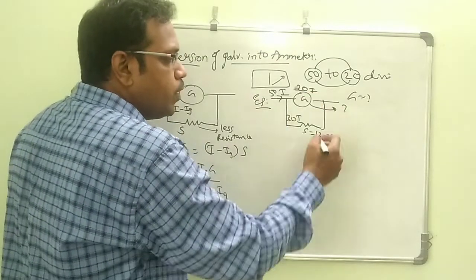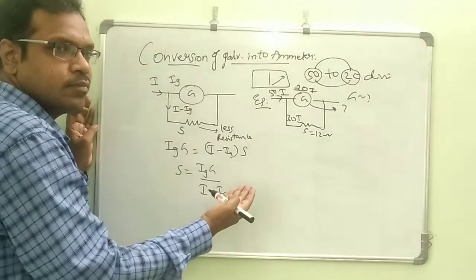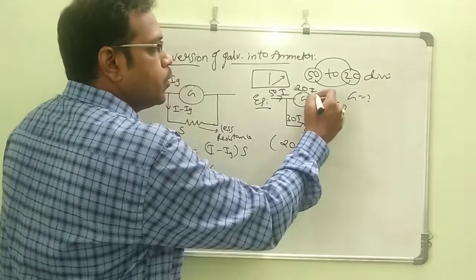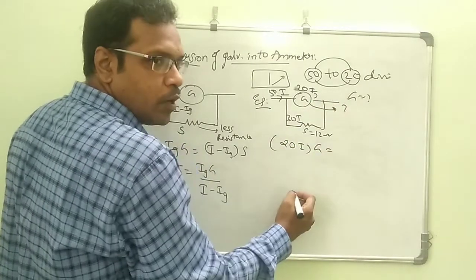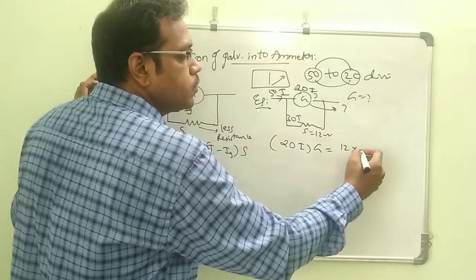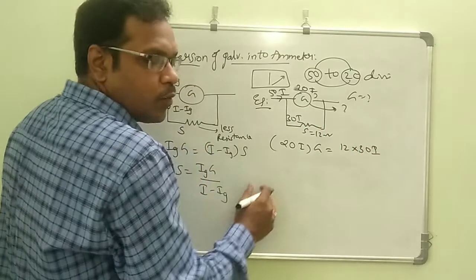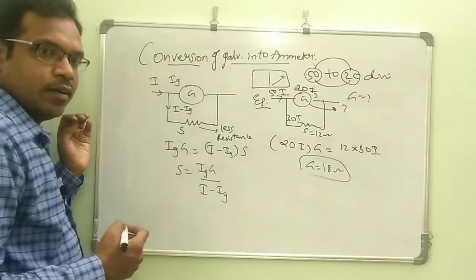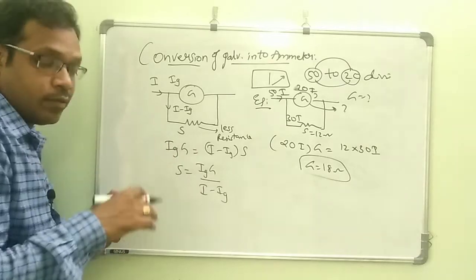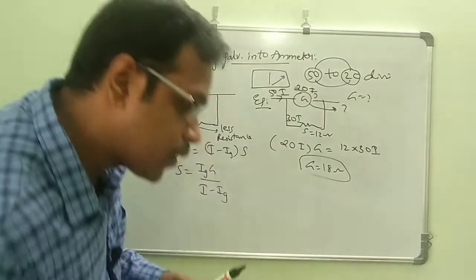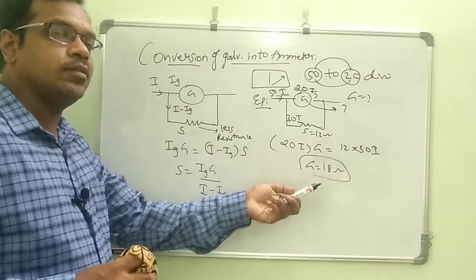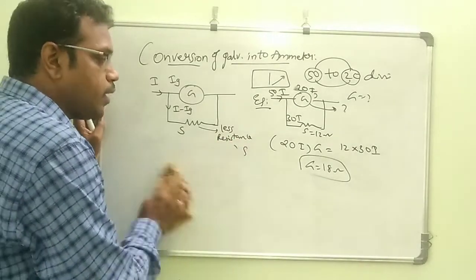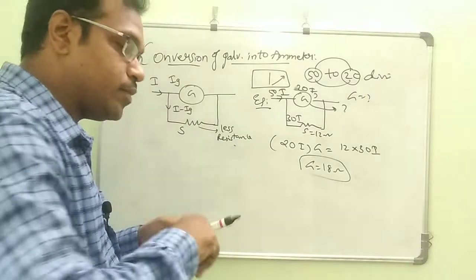Okay. And now we need to use the same formula to find G. So 20I into G is equal to 12 into 30I. When you solve this, you will get 18 ohms as the galvanometer resistance. Okay, sometimes they will not give the shunt resistance. This problem was regarding G, where they didn't give it. Next problem is where they will give G, but we need to find S.